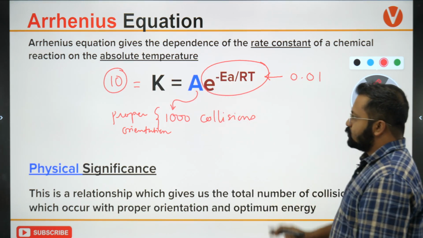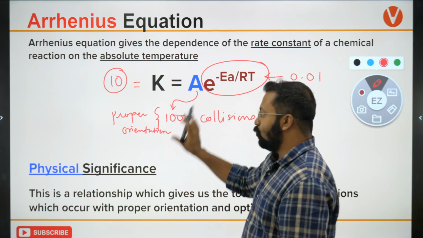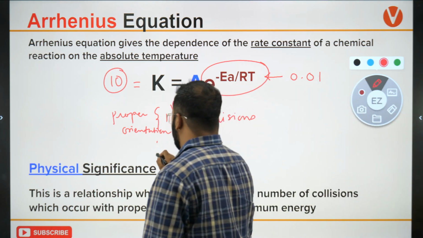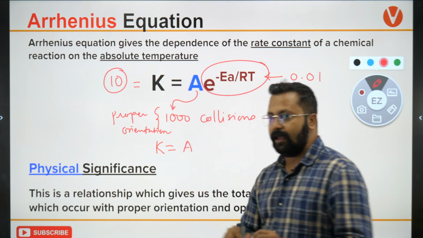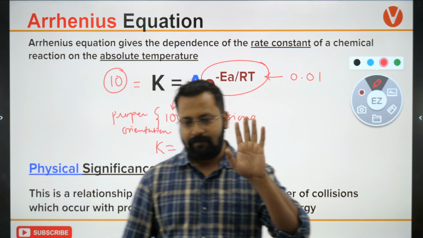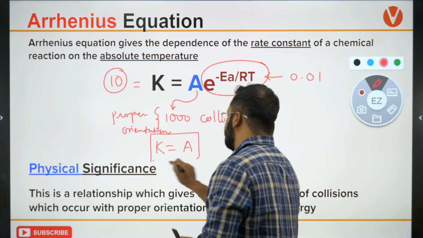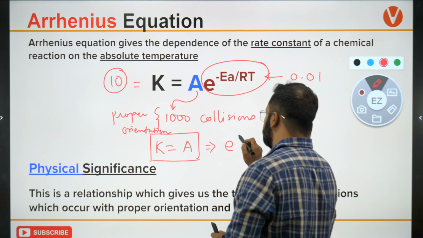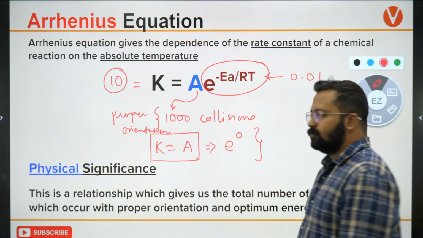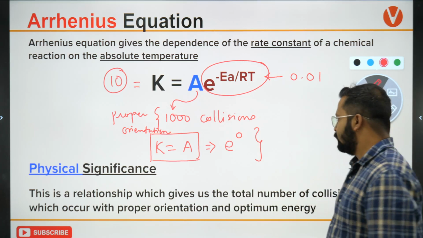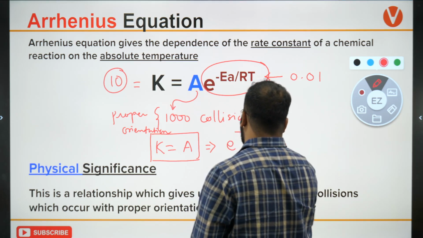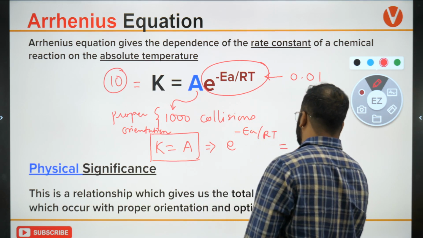Now, suppose I want all these molecules which have proper orientation to have optimum energy. Try and understand. If I want K to be equal to A, what is the meaning of K being equal to A? All molecules which have proper orientation have optimum energy. If I want this to happen, then Ea should be equal to 0. And when would Ea be equal to 0? Or I can say that e to the power minus Ea by RT is equal to 1.